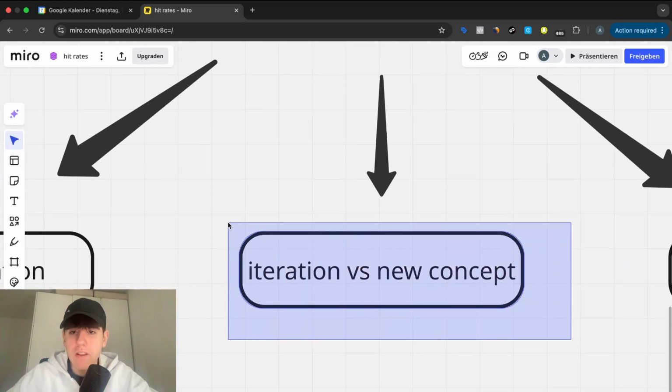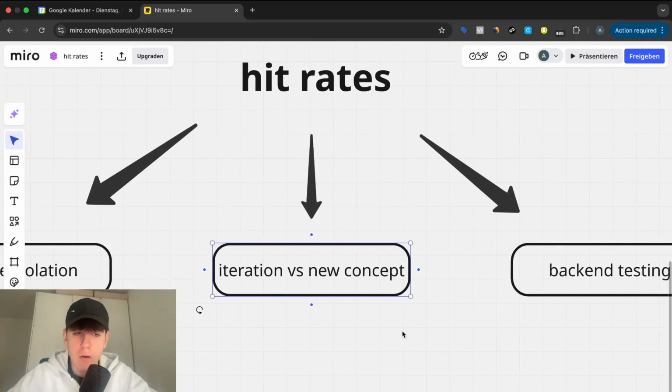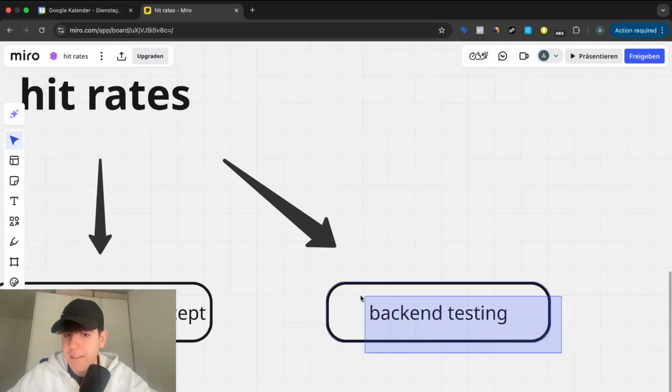And so the goal is to incorporate a so-called 80-20 rule. 80% of the stuff that goes into the ad account should be an iteration, and only 20% new concepts. Definitely keep that in mind. Super important. And then we have back-end testing.